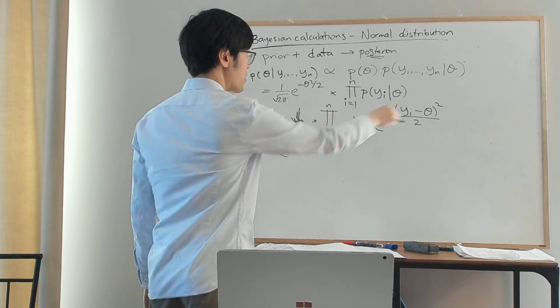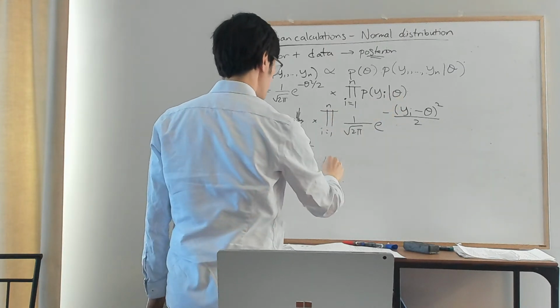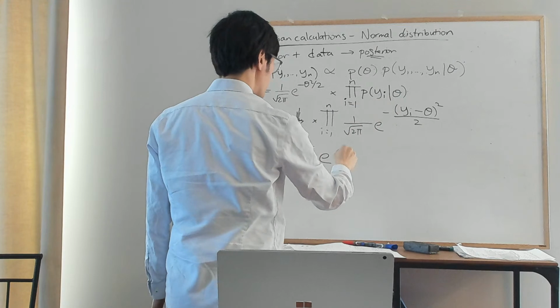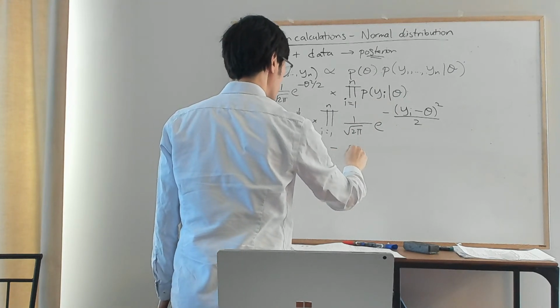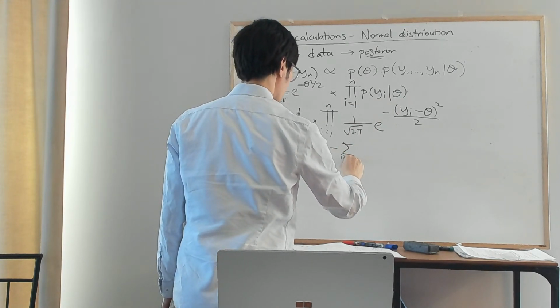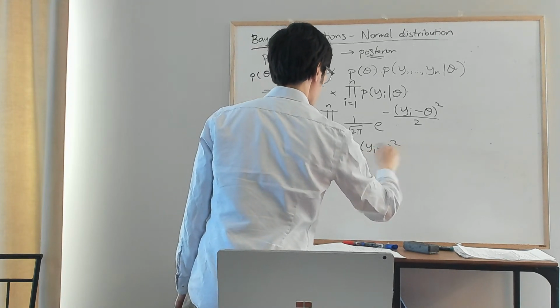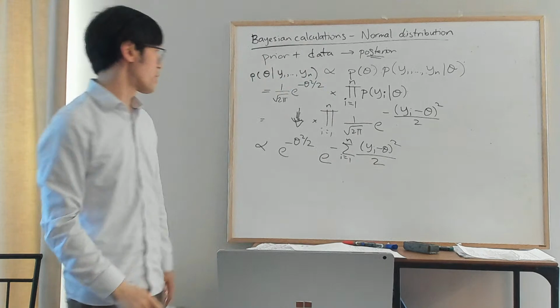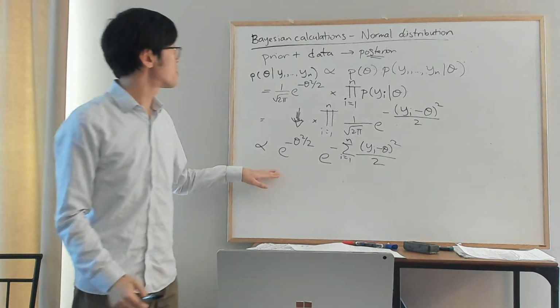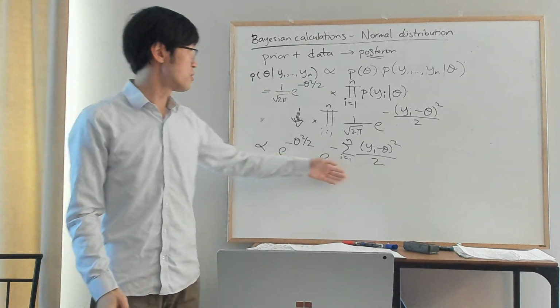And then I have this product. I'm going to rewrite that as e to the, so the product of exponentials, I'll simply sum the exponents here. So this is what gives the distribution its form.